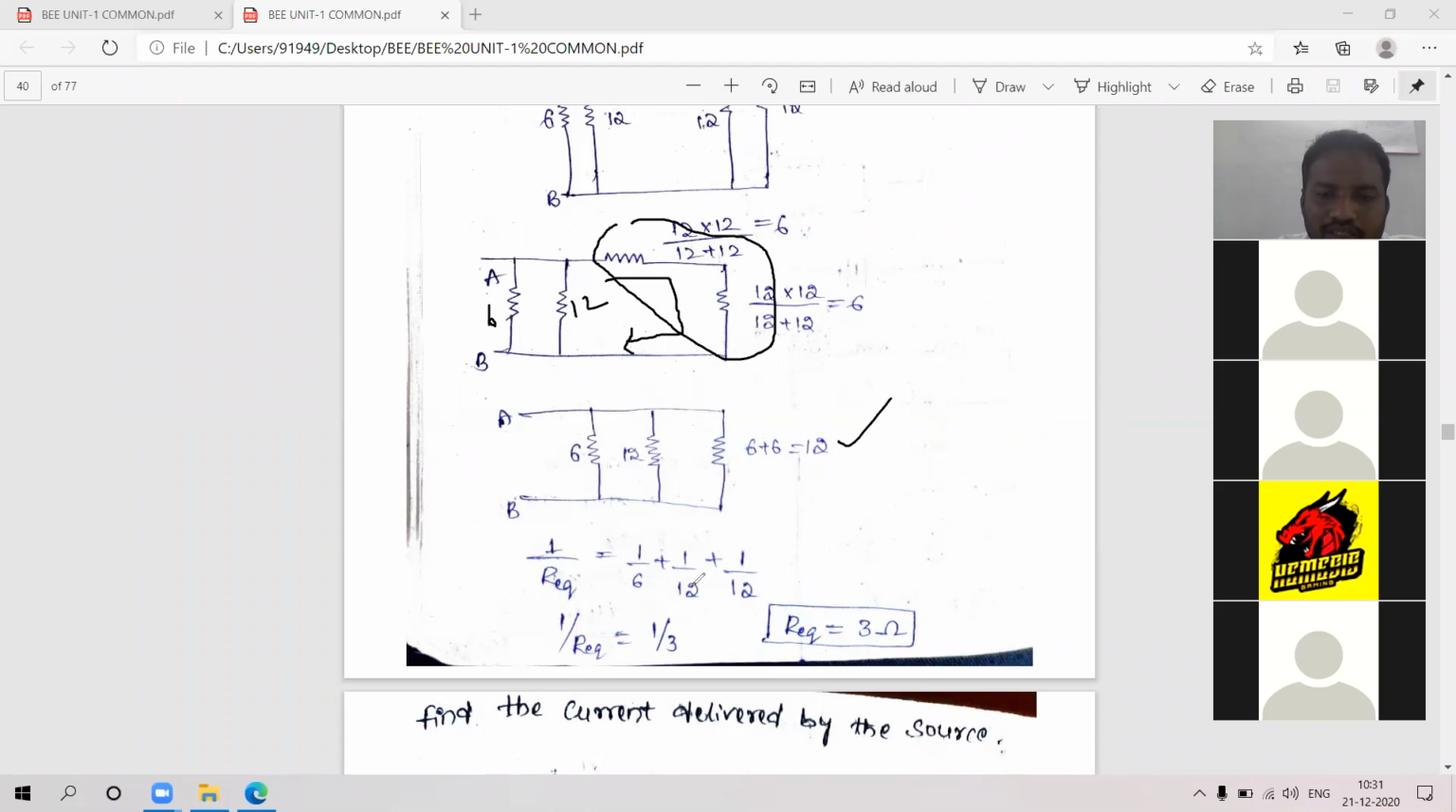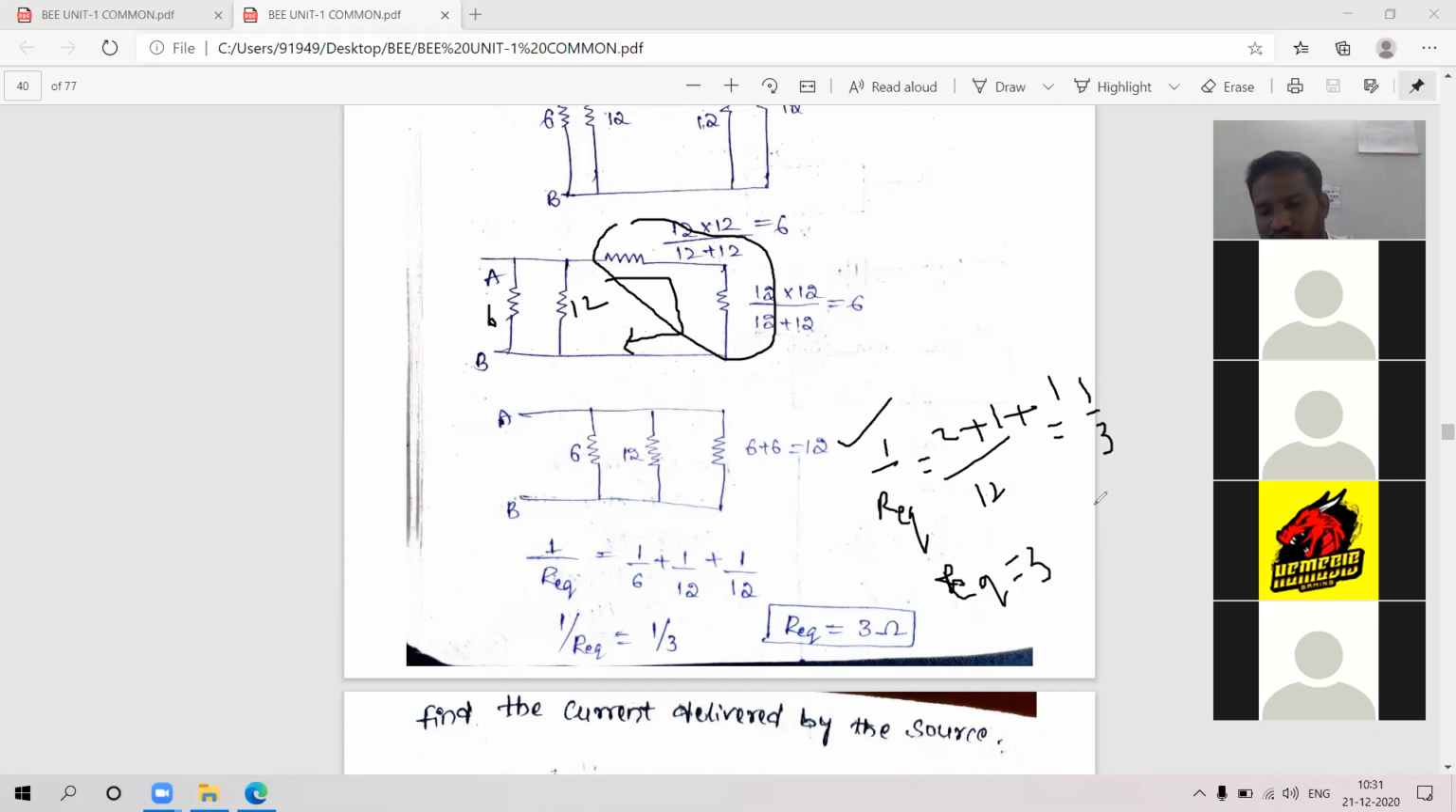For parallel, you know 1 by R equivalent is equal to 1 by R1 plus 1 by R2 plus 1 by R3. So 1 by R equivalent is equal to 1 by 6 plus 1 by 12 plus 1 by 12. 12 will be the LCM. 2 plus 1 plus 1 is 4 by 12, which is 1 by 3. So 1 by R equivalent equals 1 by 3. Just reverse it, R equivalent is equal to 3 ohms.